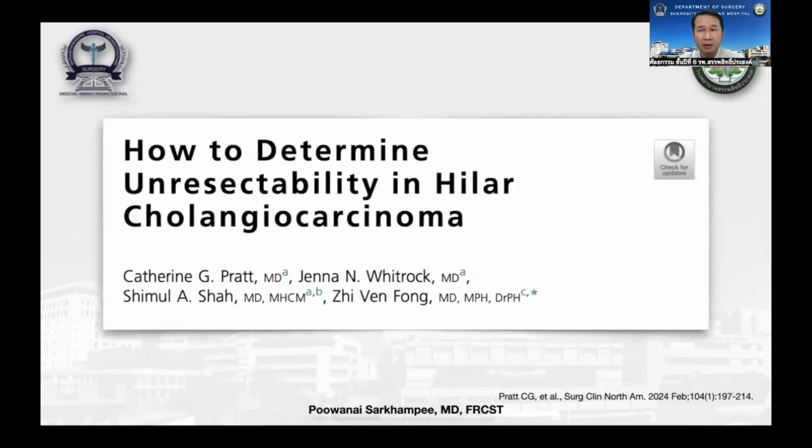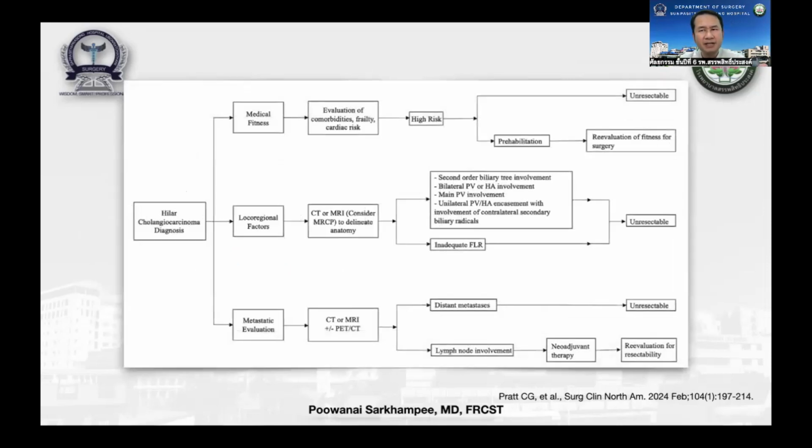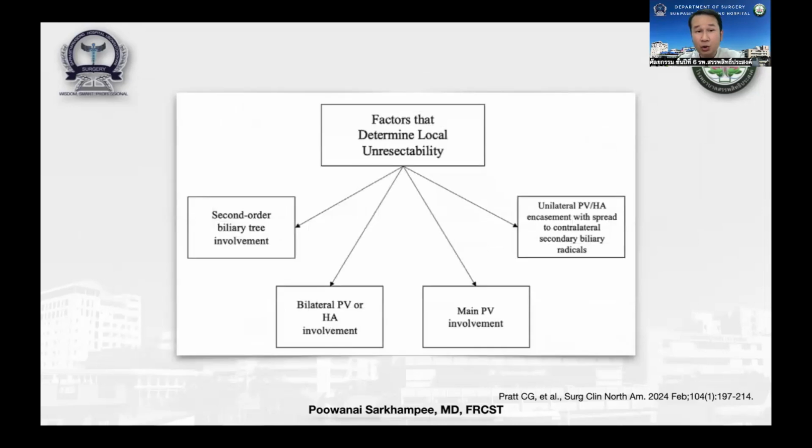And for the American classification, they assess the same as I told you. They will look at whether the patient is fit for surgery or not, and evaluate distant metastasis. And look at this, this is lymph node metastasis. If there is lymph node metastasis, they will send the patients for neoadjuvant treatment. For the local regional disease, they will look at the chance to achieve arterial resection, or whether there is any vascular resection or not, same as I told you previously.